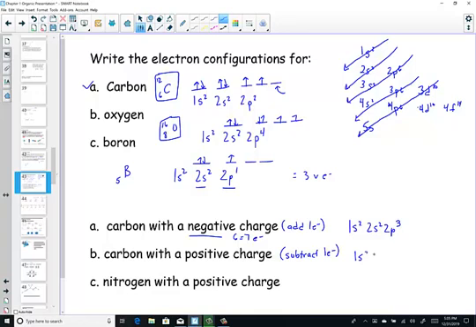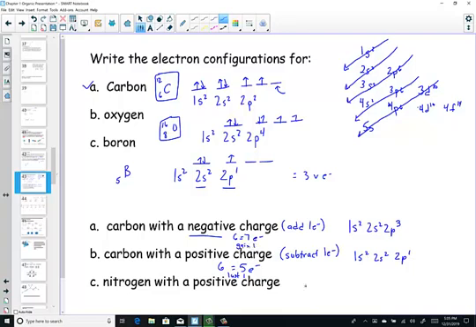Same idea with carbon as a positive. It means it lost 1 electron. So if it had 6 and it lost 1, it means now that we're going to have 5 electrons. So lost 1 gives us 5. Gained 1 gives us 7 up above.